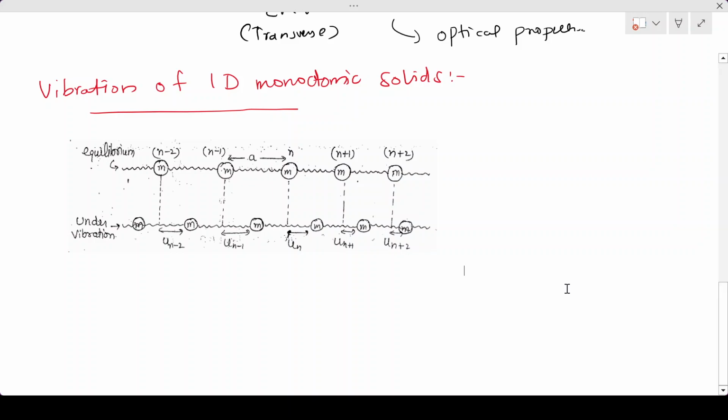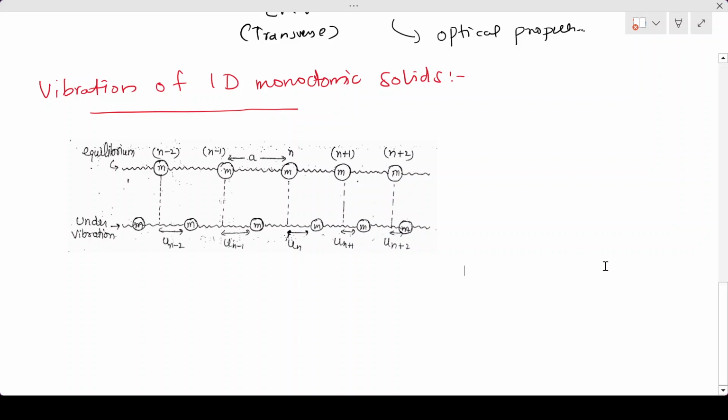So what we are supposed to do is find the different parameters that connect to this. When you consider the one dimensional chain, what are the parameters we need to consider? u n minus 2, u n minus 1, u n plus 1 specify the position of different atoms at different points. What is the position of the nth atom under the vibration? What is the position of the n minus 1th atom under the vibration? That is specified by u n minus 1, u n minus 2.